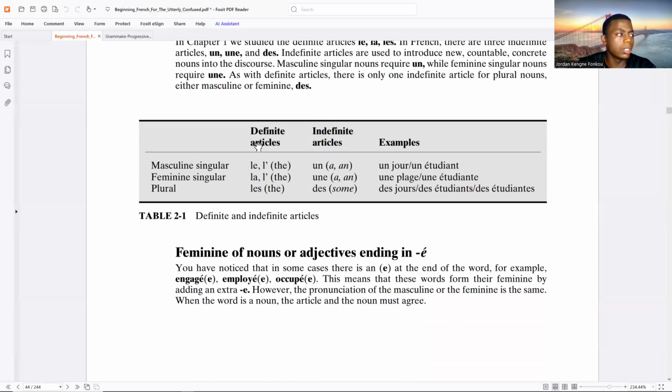So this is a summary table. We have the definite articles which we saw earlier, le, la, les, which all correspond to the. And here we also have the indefinite articles, which we use when we don't know the particular context in which we are talking about: un, une, and des. Un and une are respectively a and an in English. But des in English would mean some. Examples here are un jour, un étudiant, une plage, une étudiante, des jours, des étudiants, des étudiantes. Good.